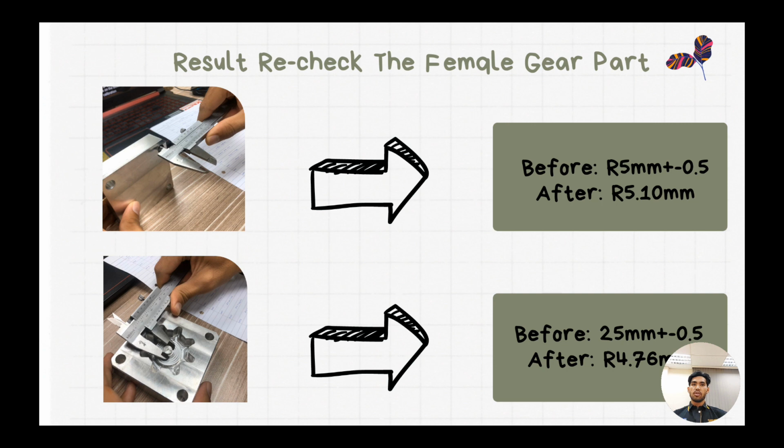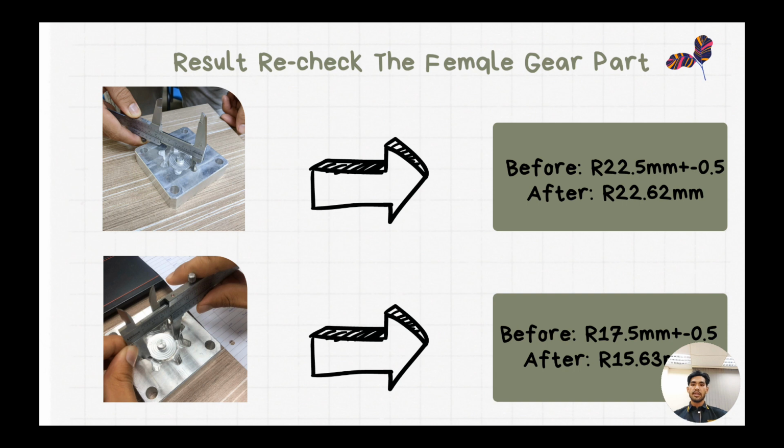Next, we check the pinhole, which has a diameter of 10 millimeter, and after machining we get a hole of 10.02 millimeter. In the fourth picture, we check the mold profile, which has a radius of 5 millimeter, and after the machining process we got a radius of 4.76 millimeter. Next slide, the fifth inspection is the radius of the gear, which has a radius of 22.5 millimeter. After machining, we get a radius of 22.62 millimeter.